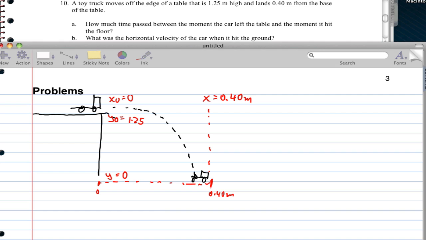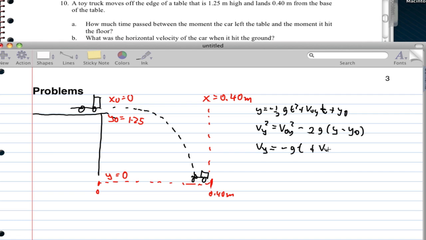So let's go ahead and actually get some equations set up. First, all the equations we need are y equals negative 1/2 g t squared plus v naught y t plus y naught. And be very careful in how you copy each of these letters. Vy squared equals v naught y squared minus 2g times (y minus y naught). And finally, Vy equals negative g t plus Vy naught. These are all the y direction equations. And then in the x direction, of course, we have x equals v naught x t plus x naught.